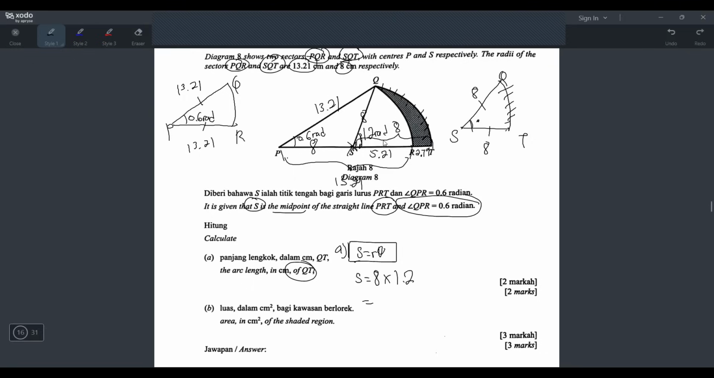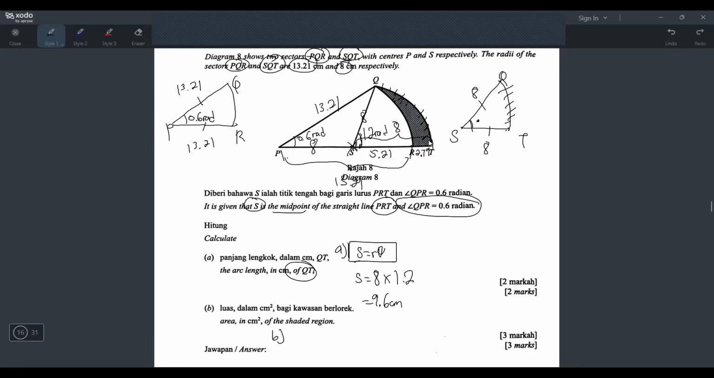It's 0.6 times 2. Okay. So yeah, that's why it's 8 times 1.2. So the answer is 9.6. And don't forget to write cm because this is the arc length. So that's the answer. Let's continue with B, area of shaded region.